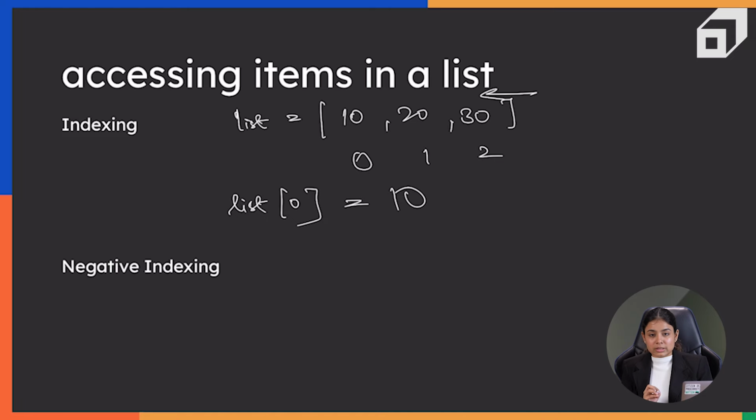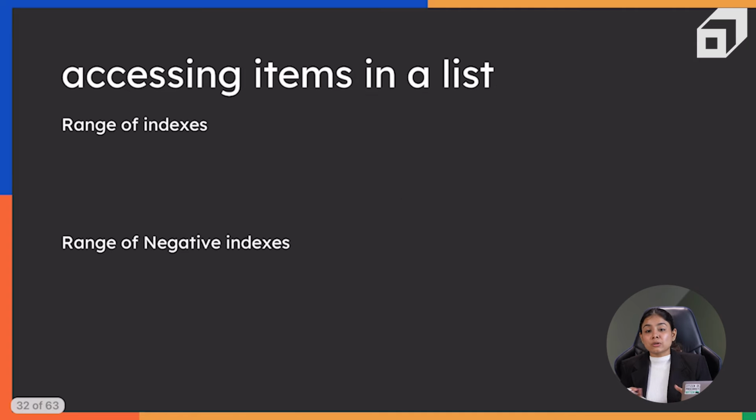This is positive indexing. I can also do negative indexing, which is from the end of the list. So if I say list[-1], this will give me the last element. The last element will be present at index -1, the second last at -2, the third last at -3, and so on. I can even do indexing in ranges.